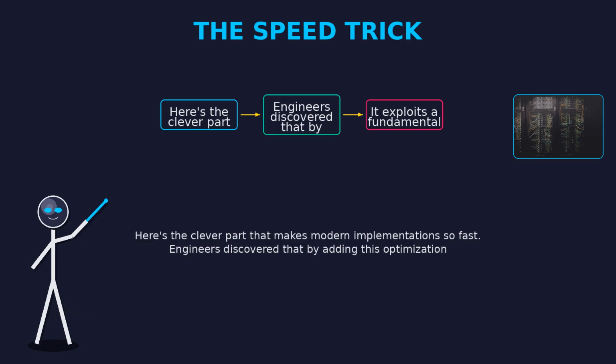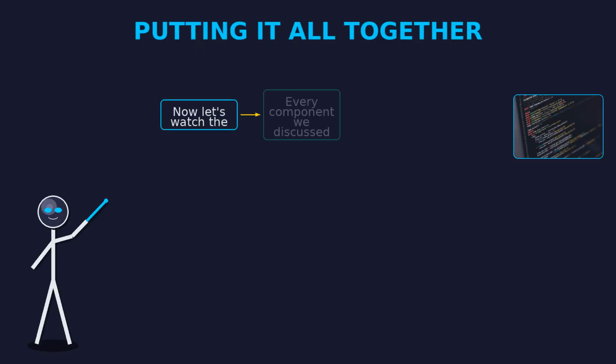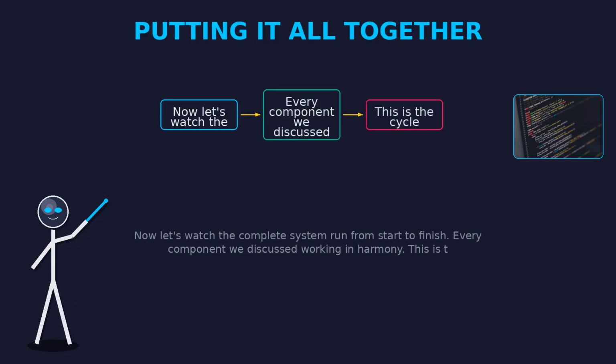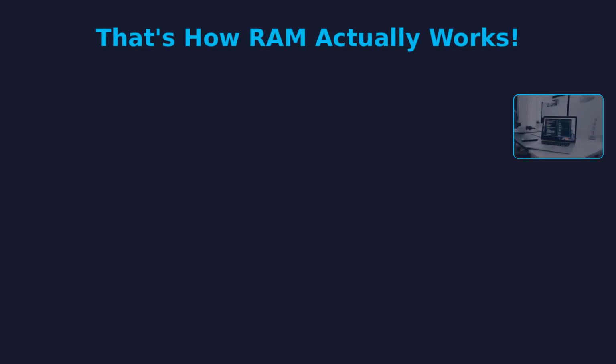Now let's watch the complete system run from start to finish. Every component we discussed working in harmony. This is the cycle that repeats over and over, making the technology you depend on actually work. That's how RAM actually works, from the fundamental building blocks to the clever optimizations that make it fast.